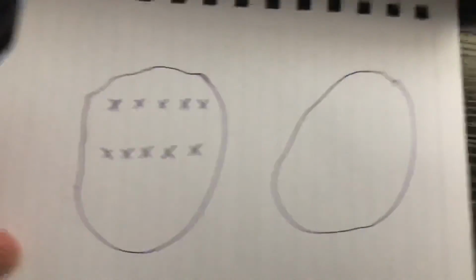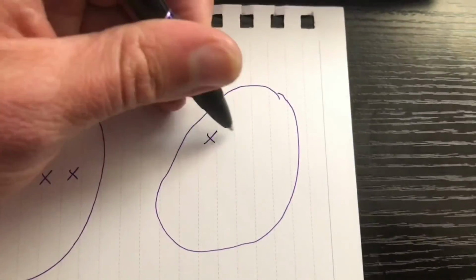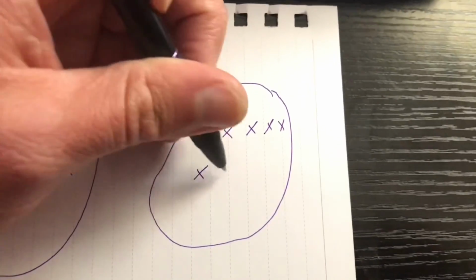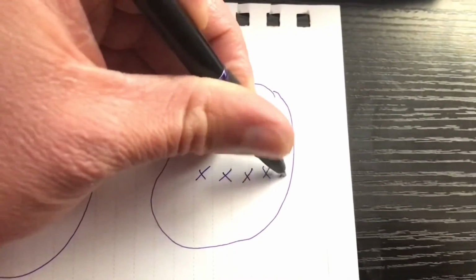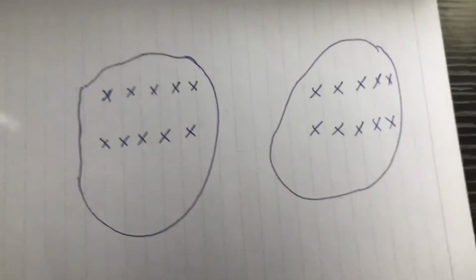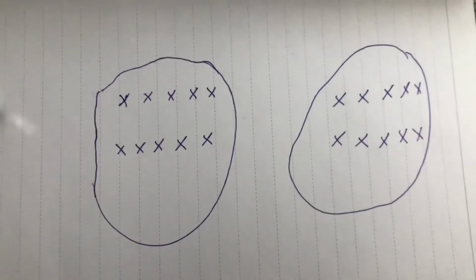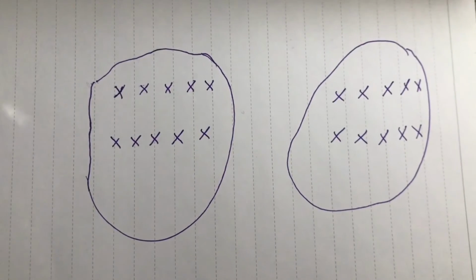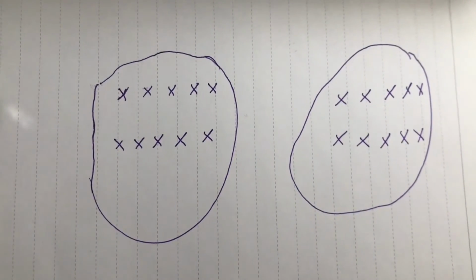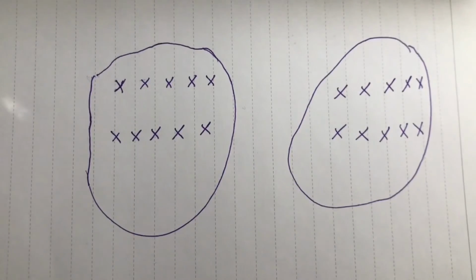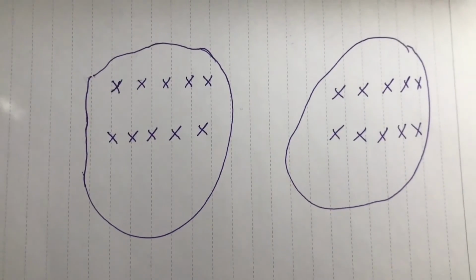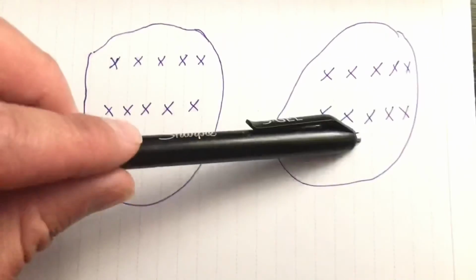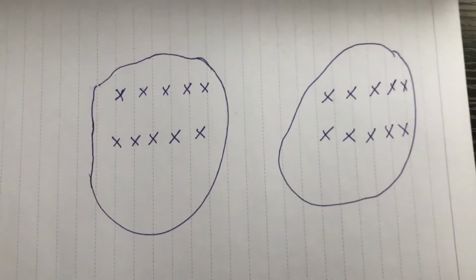Alright, so I have one group of 10. I have two groups of 10. So to find the answer to 10 times 2, we would count the total number of x's. A quick way to do that is just to count by tens. 10, 20. 10 times 2 equals 20.